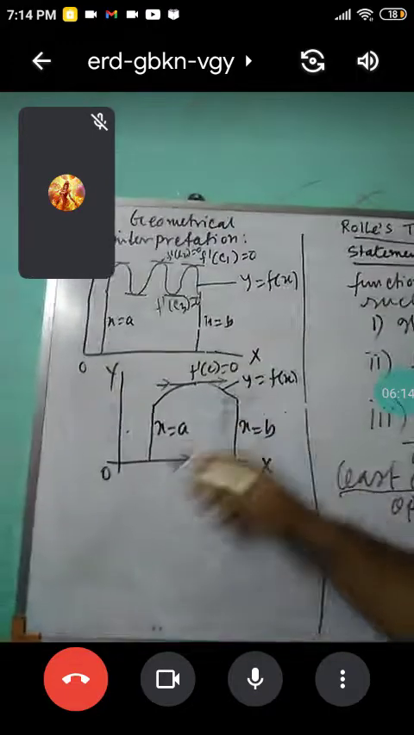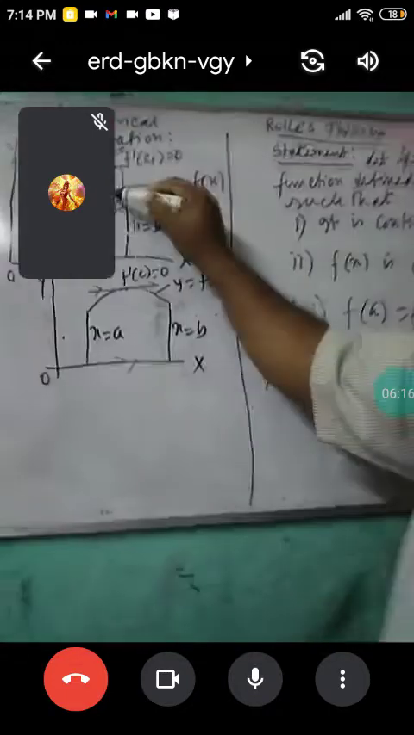At this point, if we draw a tangent, then this tangent is parallel to the x-axis. Here, how many tangents are parallel? 1, 2, 3, 4, 5. These 5 tangents are parallel to the x-axis. That means 5 values of c lie between a and b.